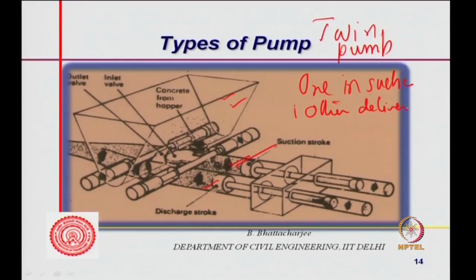Now, normally what will happen, since it is a reciprocating pump, if I plot the pressure for a single pump, the pressure in the pipe during the delivery stroke will be like this.